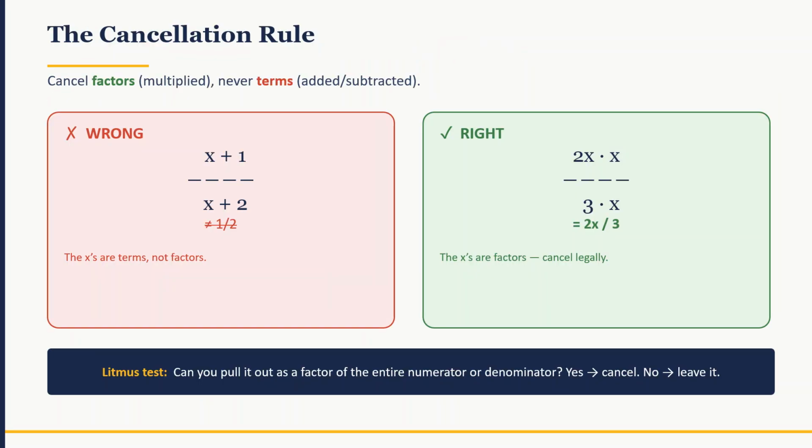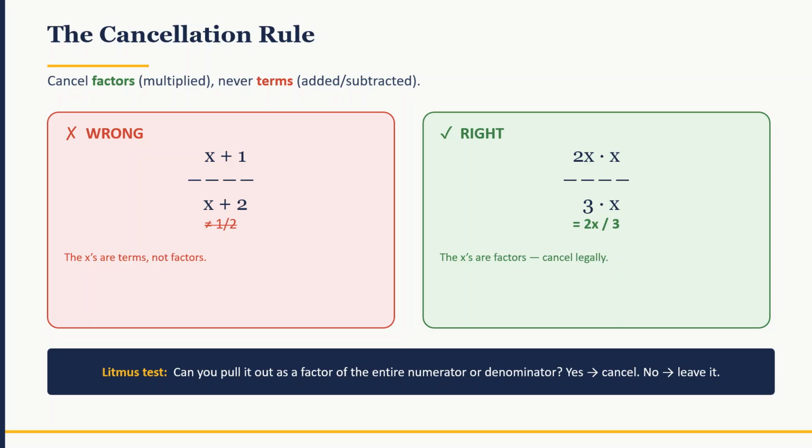The most common error in algebra. You can cancel factors, things that are multiplied, but you can never cancel terms, things that are added or subtracted. Wrong. X plus 1 over x plus 2 does not equal 1/2. The x's are terms inside the parenthesized expressions, not factors.